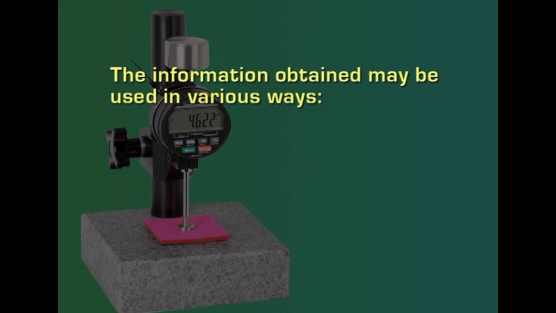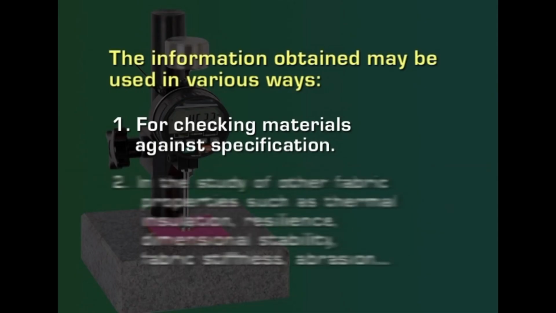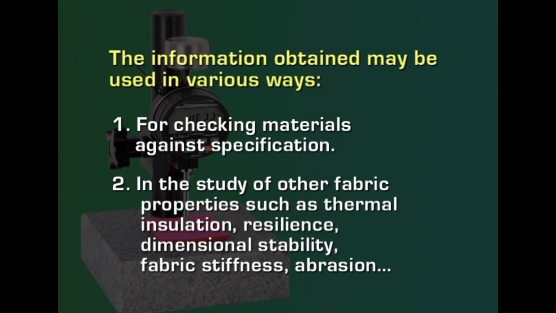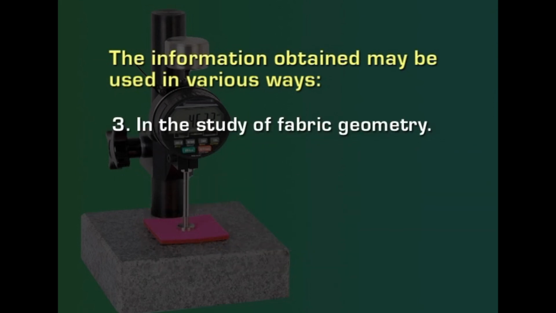So, the information obtained like this may be used in various ways. One is for checking the materials against specification, especially in case of felt fabrics and also the knitted fabrics. And in the study of other fabric properties such as thermal insulation, resilience, dimensional stability, fabric stiffness, abrasion, all these things, because they are correlated with the fabric thickness, and also in the study of fabric geometry.